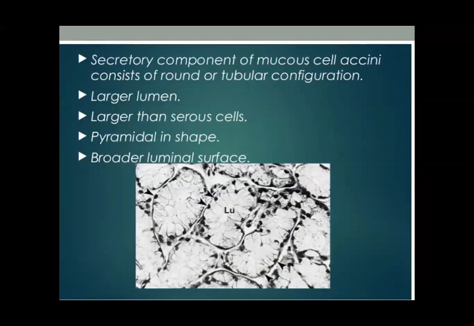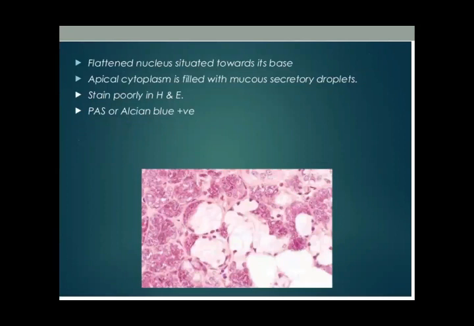The secretory component of mucous cells consists of a tubular configuration with a larger lumen than serous cells. The cells are pyramidal in shape, with a broader luminal surface. The nucleus is situated toward the base. The apical cytoplasm is filled with mucous secretory droplets. It stains poorly in hematoxylin and eosin. PAS and alcian blue are positive.